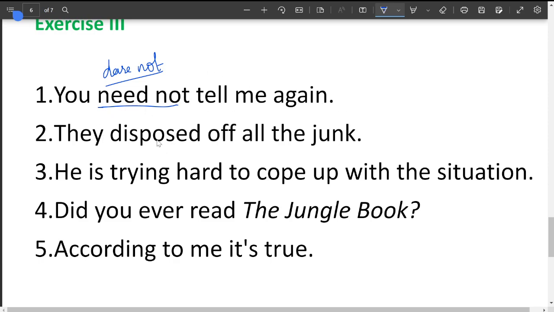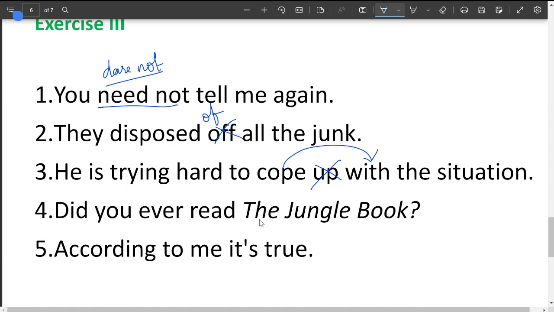That's it. Next, "they disposed of all the junk." Disposed is followed by "of," not "off." That is one rule. Next, "he is trying hard to cope up with the situation." Remember, it is directly "cope with the situation." Cope with the situation, in the sense he is trying to understand the situation, not "cope up."